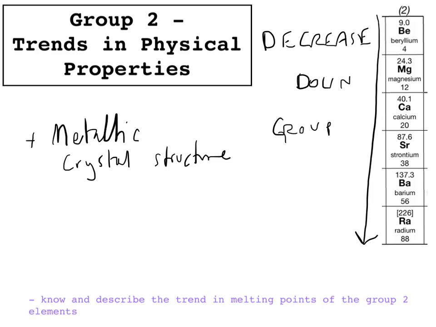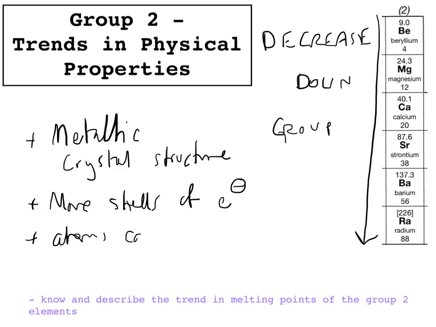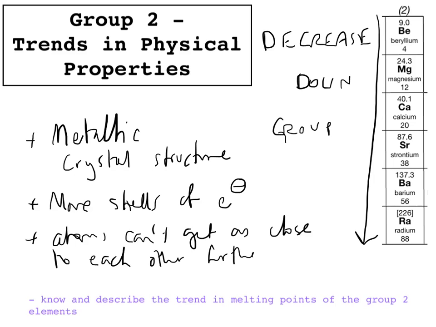The bigger the distance, the weaker they're attracted, and here, as you go down the group, there's more shells of electrons, and so the atoms can't get as close to each other. So there's more shells of electrons, atoms can't get as close to each other further down the group, therefore weaker metallic bonds.